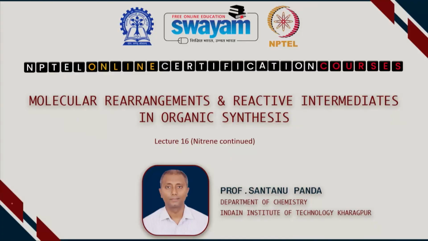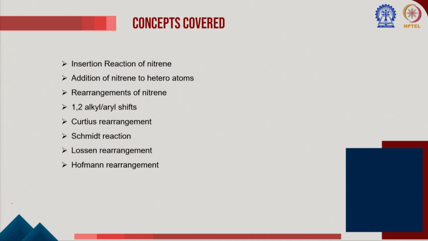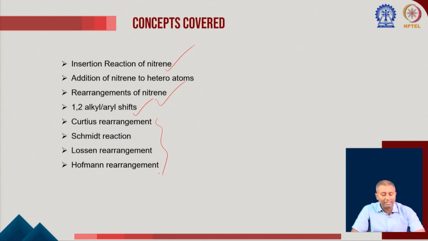In today's class, I am going to talk about several other reactions, like the insertion reaction and several different rearrangement reactions using nitrene. I am going to talk first about the insertion reaction, and then the rearrangement reactions of nitrene. Then I think the 1,2 alkyl or aryl shift. These are very important rearrangement reactions, Curtius, Lossen and Hofmann. I am going to talk about all of these different rearrangements with some examples.